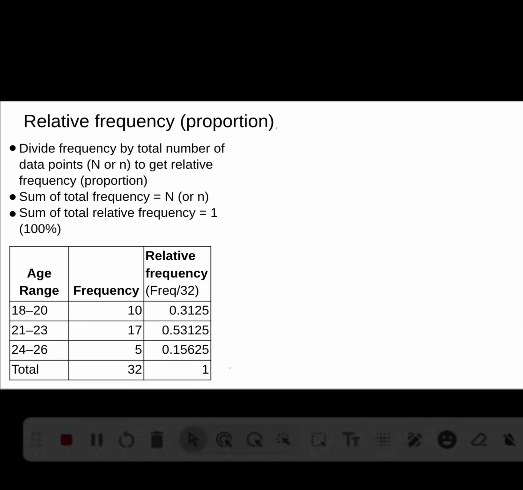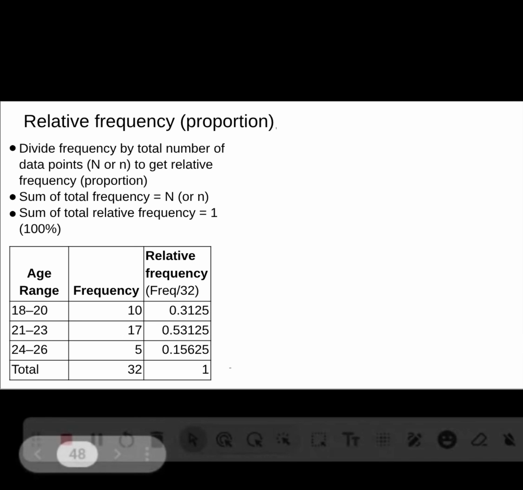Sometimes it's more useful to look at the proportion or relative frequency rather than the absolute frequency. We get the proportion by dividing the absolute frequency by the total number of data points, N uppercase or n lowercase, depending on whether it's a population or a sample. In our case, n is the total number of students, which is 32. So we divide each value by 32 to get the relative frequency. 10 over 32 is 0.3125, 17 over 32 is 0.53125, and 5 over 32 is 0.15625.